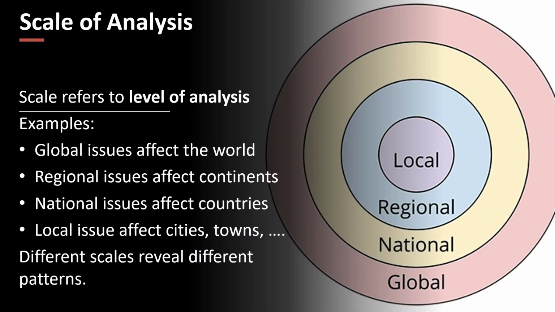National issues are going to affect countries. And local issues, or the local level, will affect cities and towns and villages. Speed limits, and this is where you're probably going to find pet adoptions. Different scales reveal different patterns. You must choose the correct scale of analysis to use to find the data that you need.